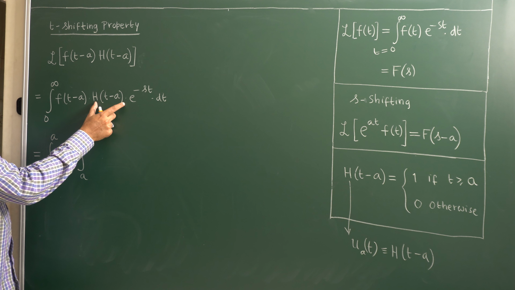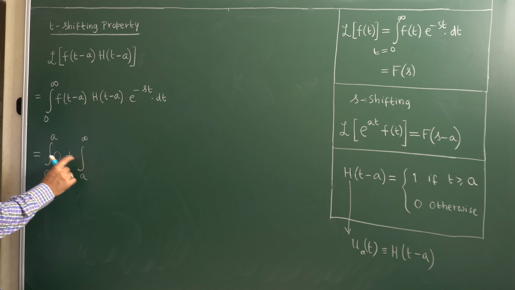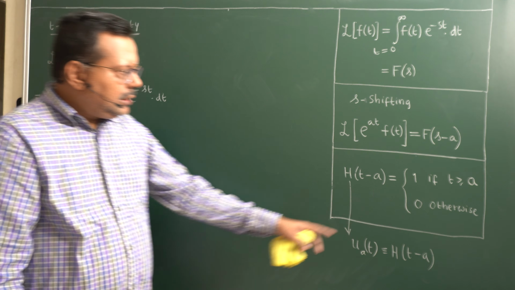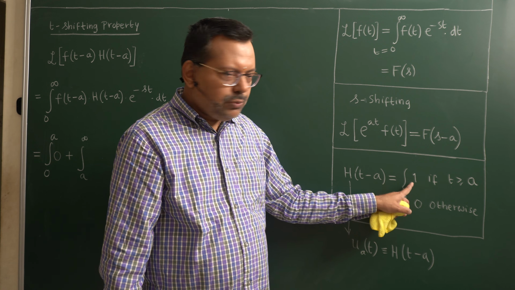So this is 0. There is no need to write everything. In total it is 0. Then after a, you have a to infinity. From a to infinity, what is the value? t is greater than or equal to a. That means from a to infinity, its value is 1.